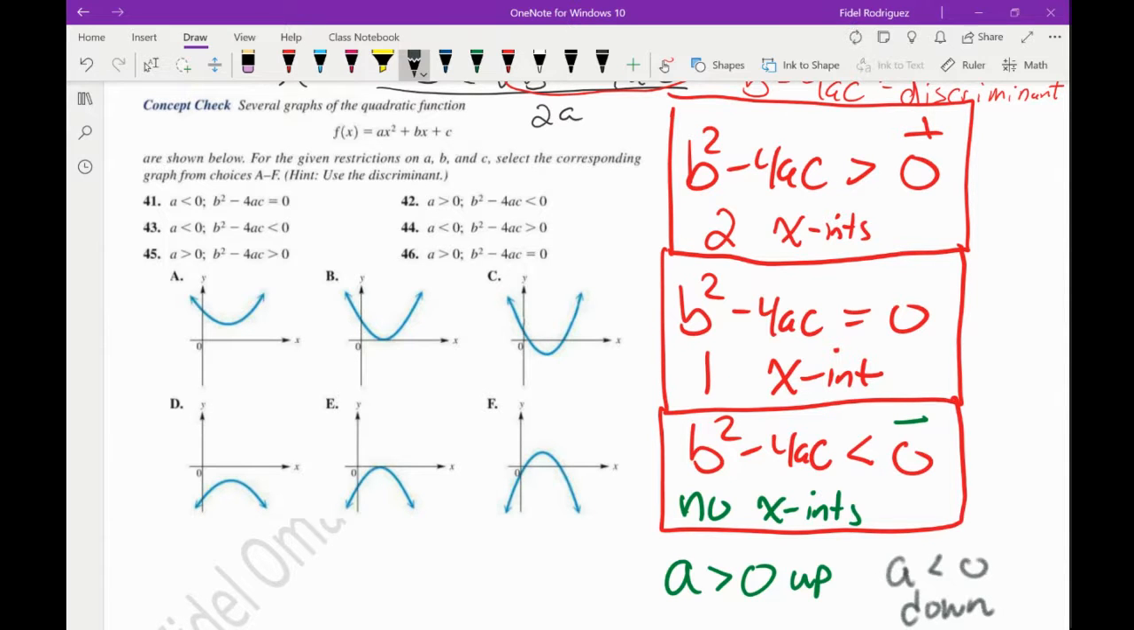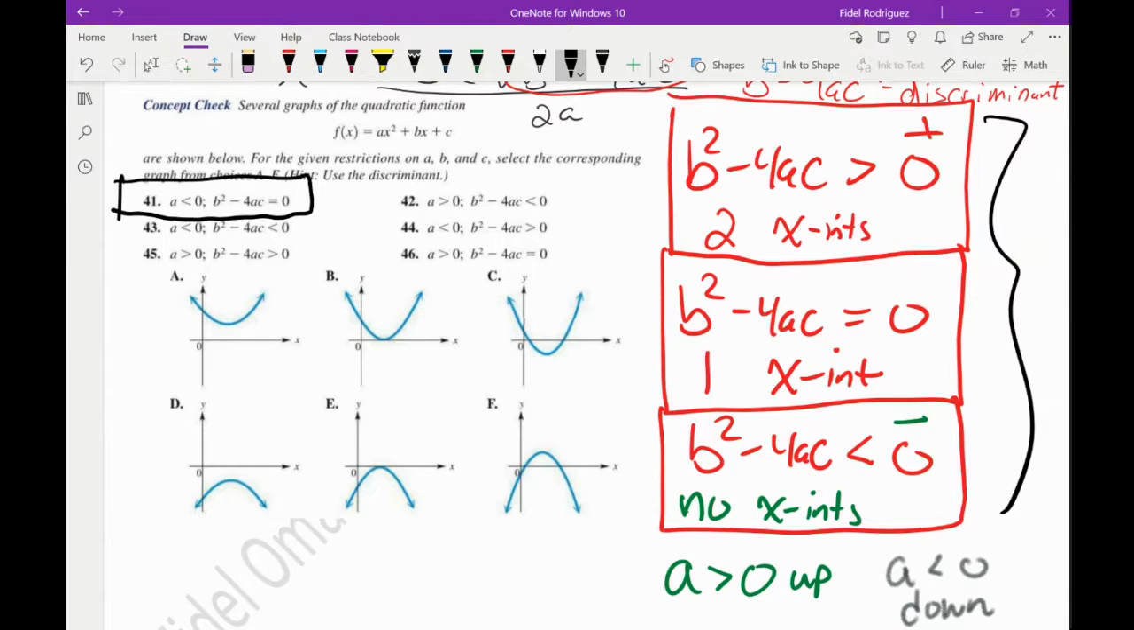So the first thing I'm going to do here is look at problem number 41. It says, for the given restrictions on A, B, and C, select the corresponding graph from the choices A through F. And it says, hint, use the discriminant. So we're going to be using this idea right here.